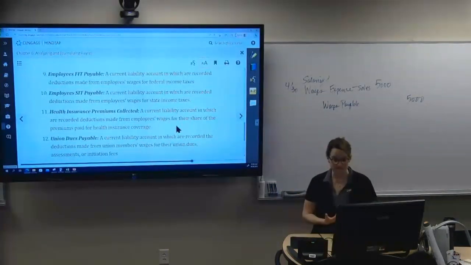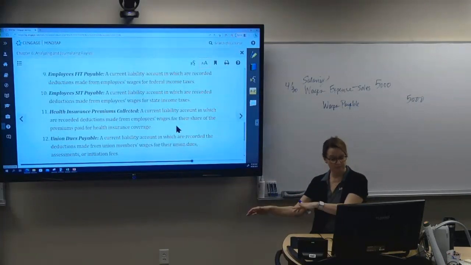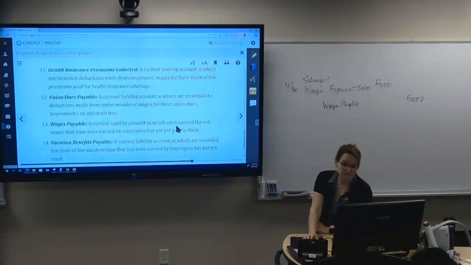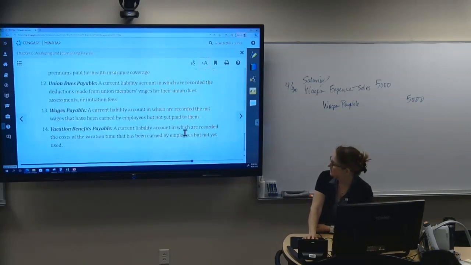Health insurance premiums collected, those would be the amounts that have been withheld from employee paychecks that are then going to be remitted when the employer remits the full payment. Union dues, so that's another type of, well, sometimes it's voluntary, sometimes it's involuntary, but another type of withholding.